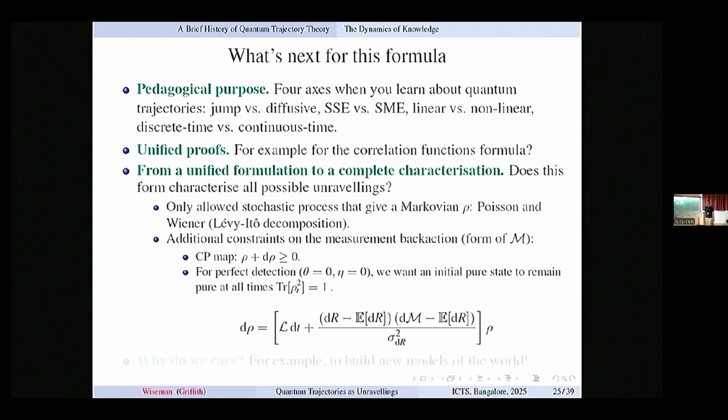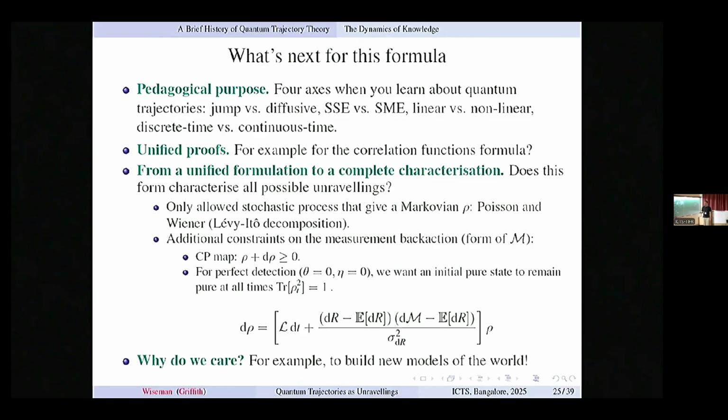And so maybe the constraint you can add is that this should be a CP map, the update. You also have, in the special case of perfect detection, that you want an initial pure state to remain pure, and this gives you an equation on the M that depends on the L in the Liouvillian. So this is work in progress, but we hope this can maybe be a complete characterization of these maps.